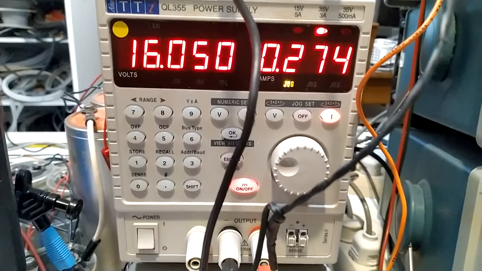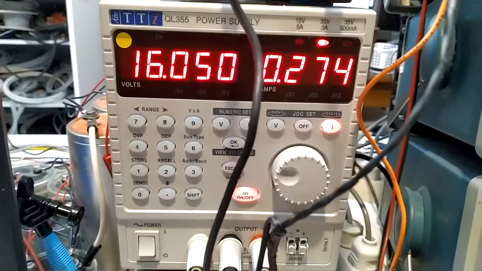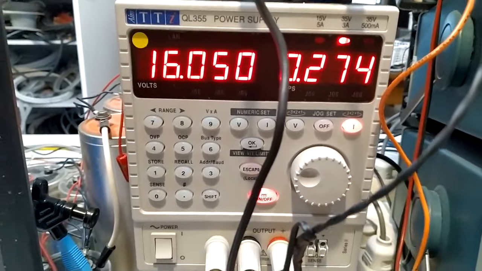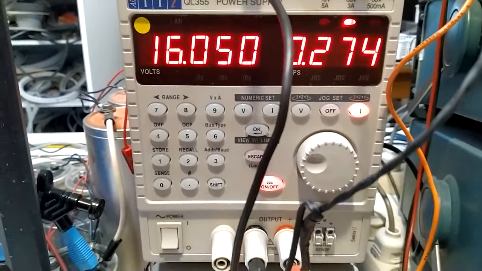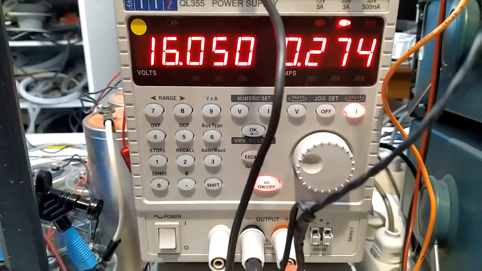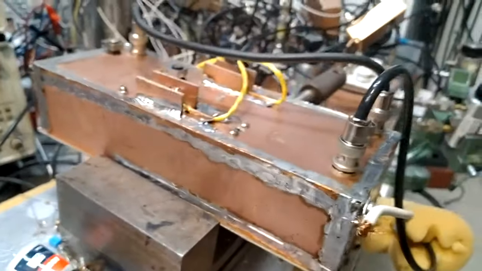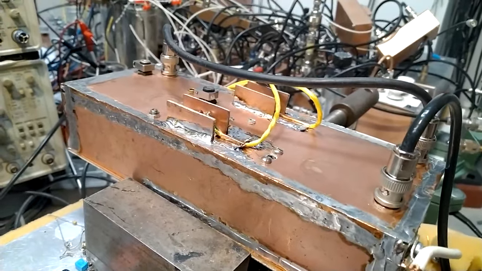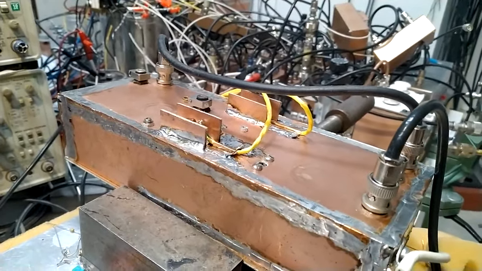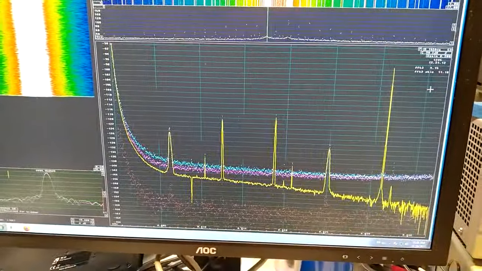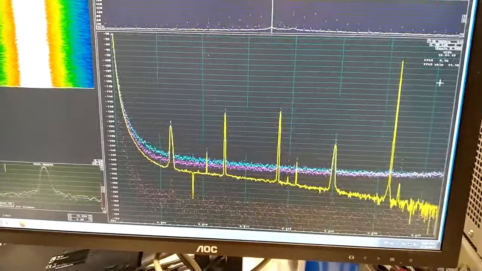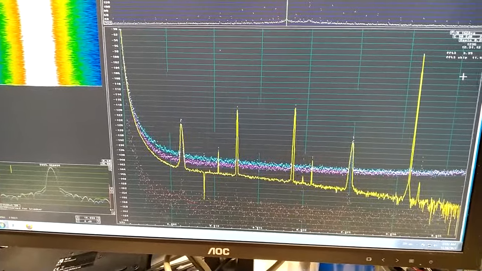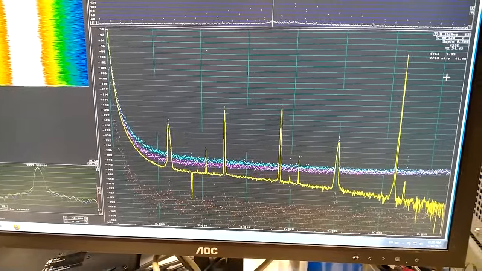In this video, I'm looking at power supply noise. First from this low noise supply, QL355, how it affects the sideband noise of this low noise oscillator, which is low noise only when the power supply is extremely noise-free. Here is the phase noise I see when feeding the unit directly from that supply.